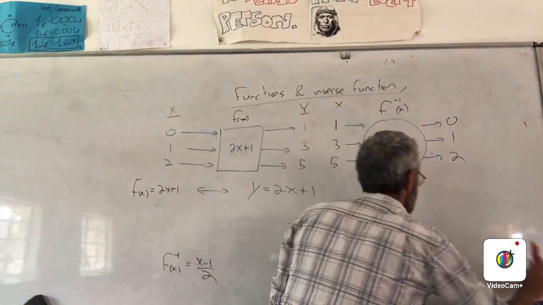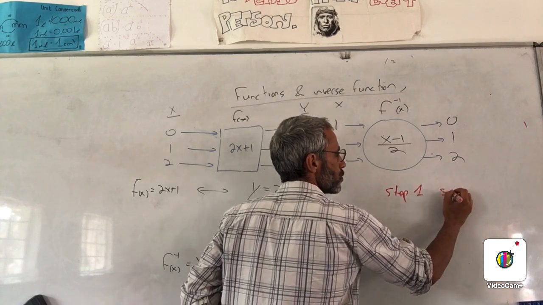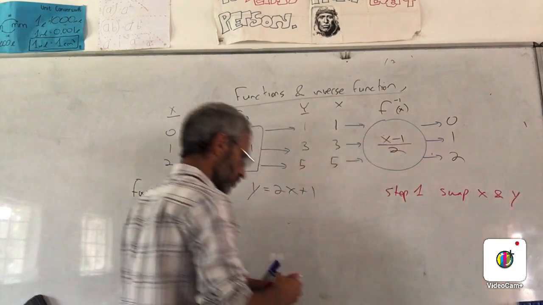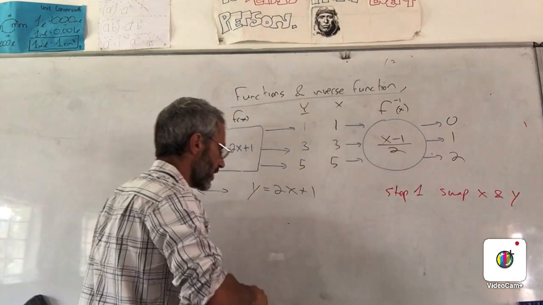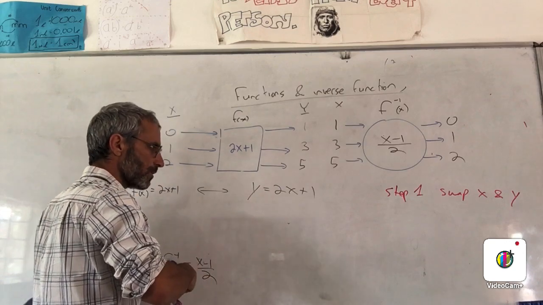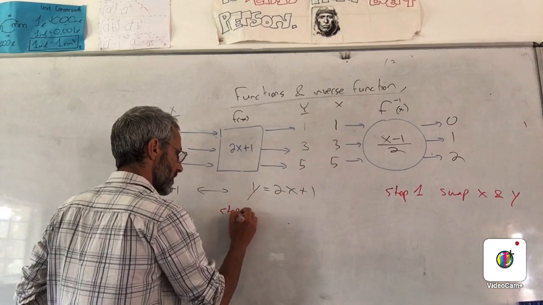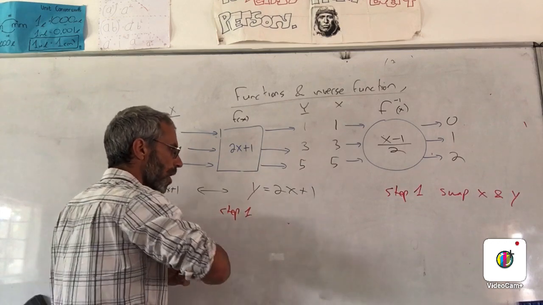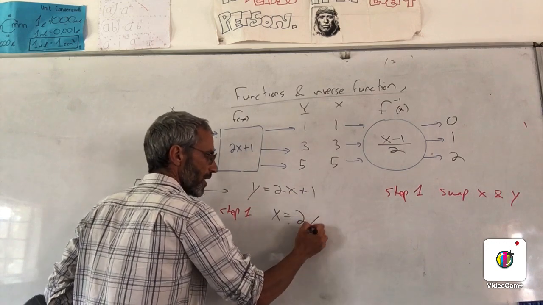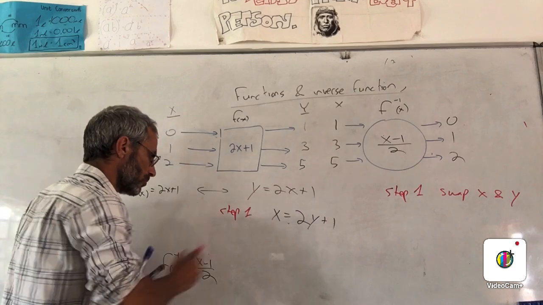First step, I'll write it down. Step 1, swap x and y. Just swap it. So wherever I have y, I write an x, and instead of x, I'm going to write a y. That's step 1.